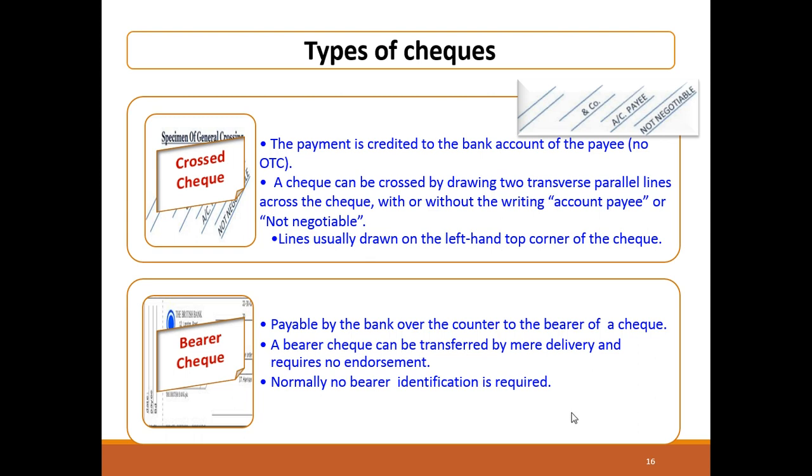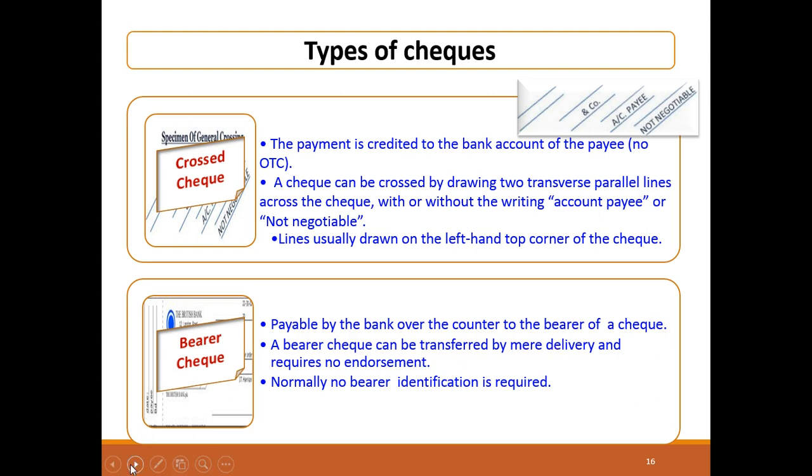Contoh bearer check ni, let's say korang ni suka membeli dekat Ion. Tiba-tiba Ion pun hantar check yang nilai dia RM10 untuk korang pergi tebus dekat bank. Tu kita panggil sebagai bearer check, which is payable by the bank over the counter to the bearer of the check. Maknanya dia akan bayar kepada pembawa bearer over the counter.